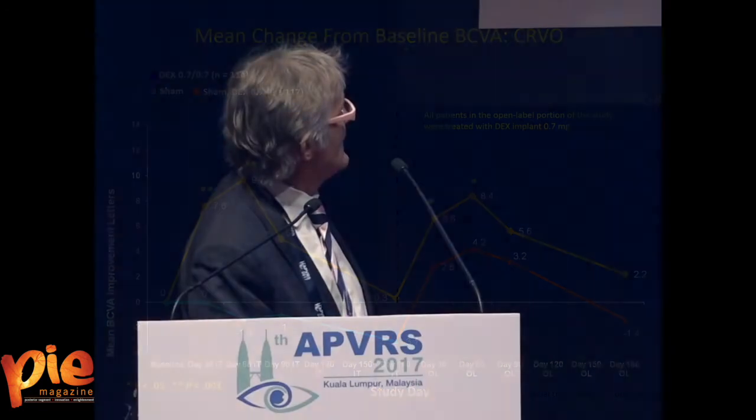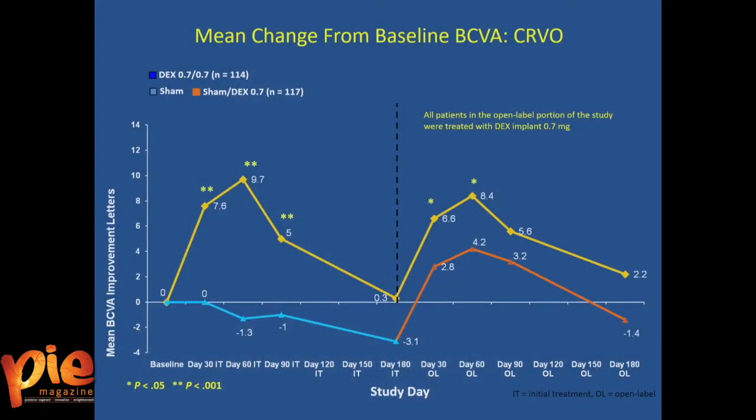And you can see here the mean change in vision from the CRVO patients, a good improvement at 3 months, which had worn off by 6 months. And then when they injected again, they got another improvement, and it wore off again by 12 months. You'll note here that the sham-treated eyes, when they received active treatment, they didn't catch up to the eyes that had been treated the first time around.